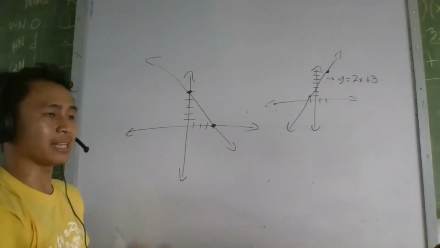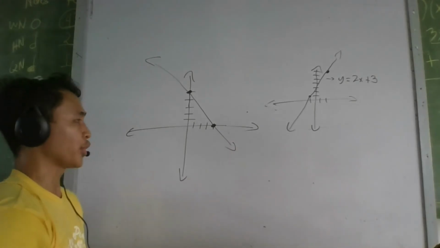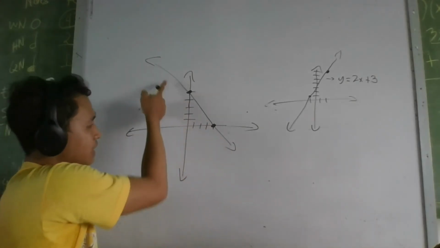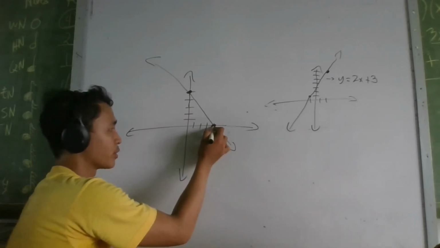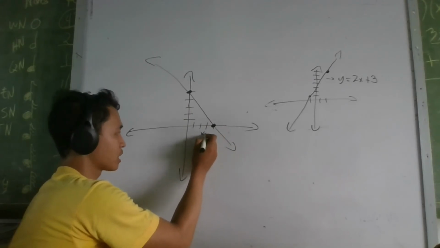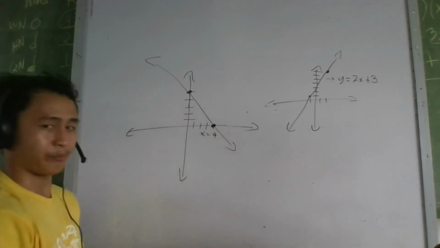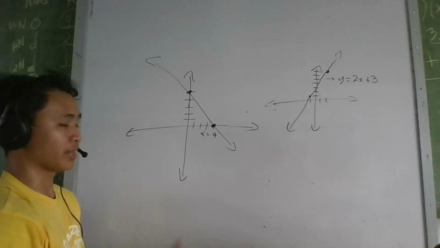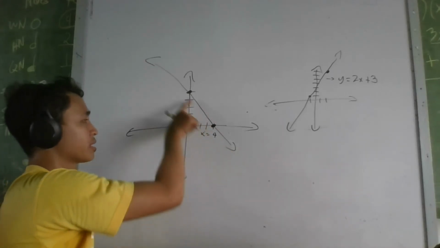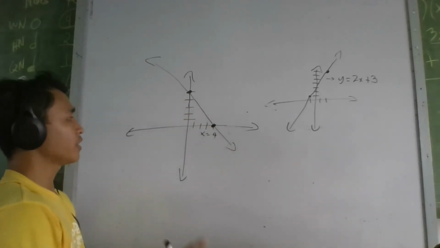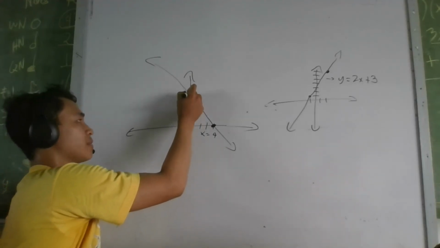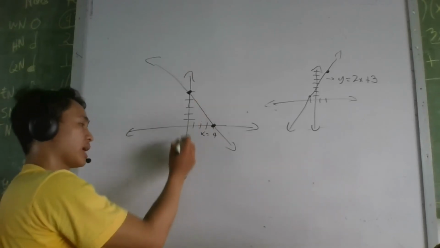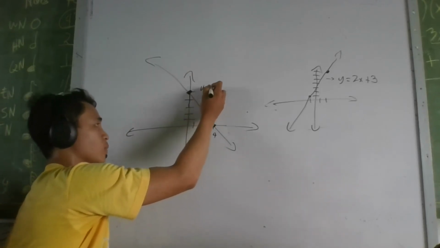Pag sinabi nating x-intercept, yan yung point wherein nagmi-meet yung graph natin tsaka yung x-axis. In that case, nasa point 4. Okay? Nandyan sa 4th units. So that would be x-intercept equal to 4. Right? Kasi yan yung intercept na tinatawag natin, the intersection of the graph and the x-axis. How about y-intercept? So that would be 1, 2, 3, 4, 5. Dito tumatama yung graph tsaka y-axis. So therefore, y-intercept is equal to 5.